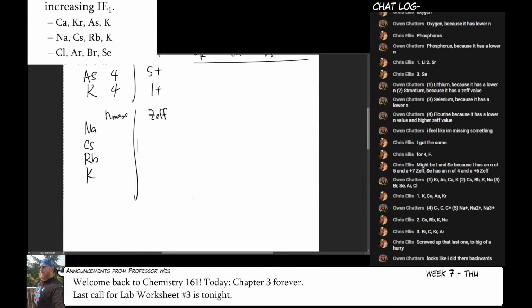It could be list in order of decreasing, and it's hard to say. So these are all +1. So that's not going to help us, but this will help us. So this is 3, this is 6, 5, and 4. And we know that the larger the N is, the lower its ionization energy is. So I want to do it in order of increasing. So I would say that cesium has the lowest, then rubidium, then potassium, then sodium. They're all going to be pretty low, but the lowest is going to be cesium.